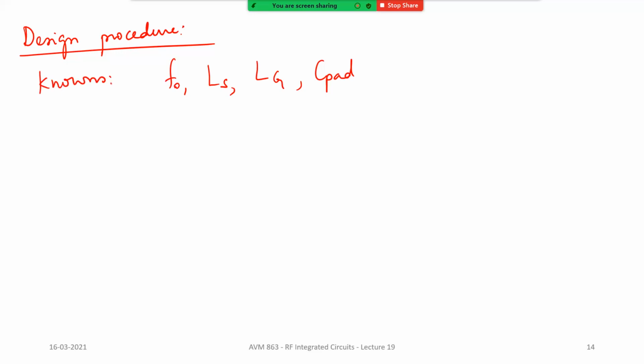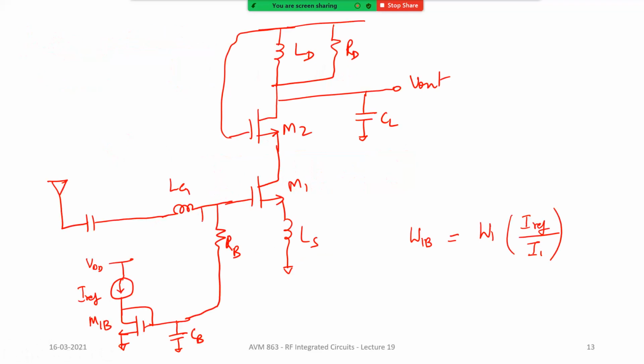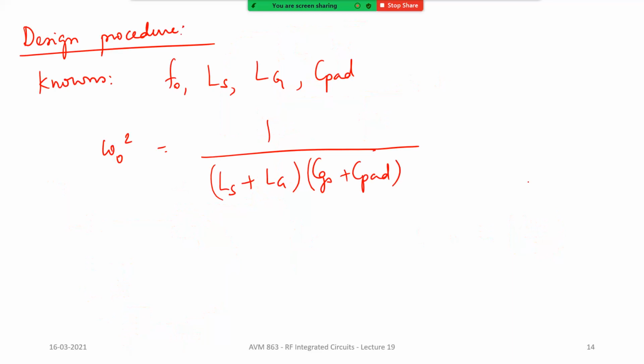Now, these are all the knowns. Okay. What are the governing equations? One is omega naught squared is nothing but 1 by (LS plus LG) into (CGS plus CPAD). Okay, the pad capacitance. So here let me also draw the pad. So the pad can be basically here, right? And the LG is usually put off chip. Okay. Now sometimes the LS can also be off chip, but it depends. Okay. So this is your omega naught squared.